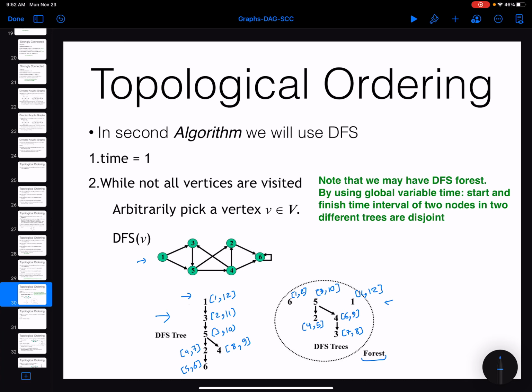You might say that I might have more than one node with in degree 0. It doesn't matter which one, but one of those nodes that has in degree 0 is going to have the latest finish time. And basically that property that I'm going to give you is that if you order the nodes in reverse order based on the finish time, you get a topological ordering for your graph.